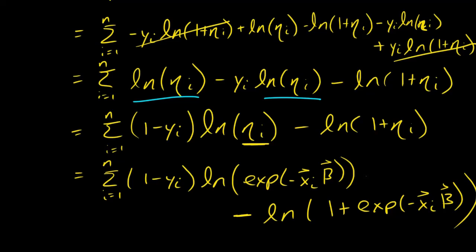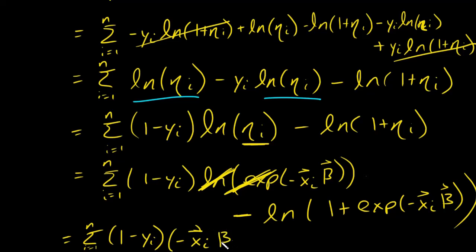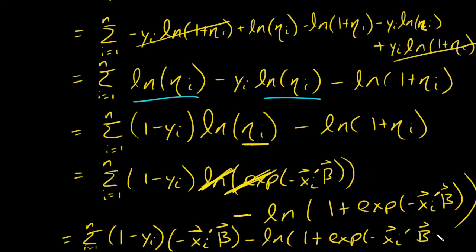So let's see here. This guy will cancel with this guy, right? So this is equal to the sum from i equals 1 to n of 1 minus yi, and then I have this multiplied by negative xi transpose times beta, minus the ln of 1 plus e to the power of negative xi transpose times beta.